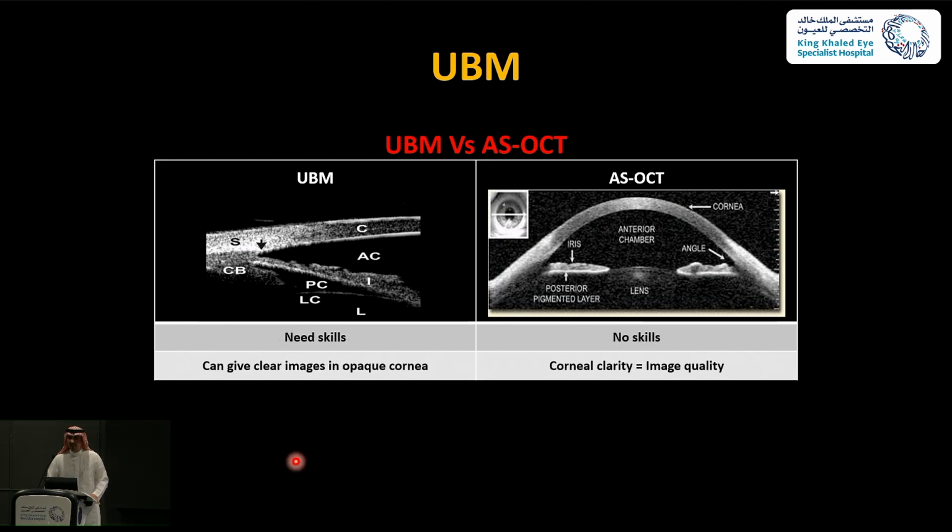The UBM needs a skilled technician to acquire and interpret the images, and it can give clear images in opaque cornea, the opposite of anterior segment OCT, which needs some experience but is an operator-friendly device that allows anybody with sufficient training to do it.